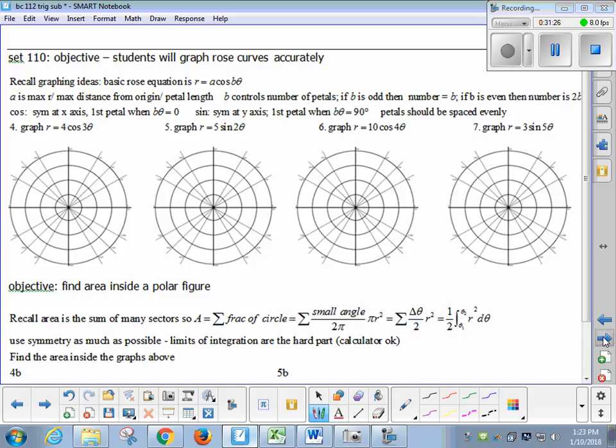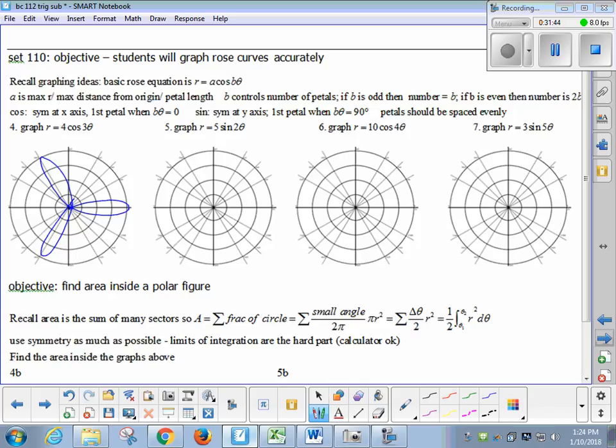The rose here has a petal at 0 because cosine maxes out right away at 0. 1 at pi over 3 and 1 at 2 pi over 3. 1 at 2 pi over 3 and 1 at 4 pi. That's what I mean. Okay?